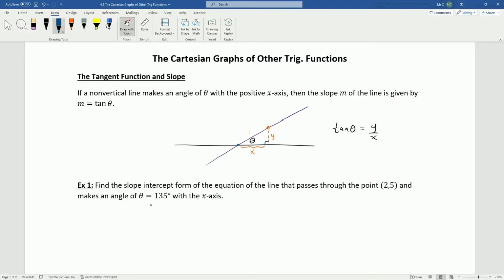So let's take a look at this example. Find the slope-intercept form of the equation of the line that passes through the point (2,5) and makes an angle of theta equals 135 degrees with the x-axis. So I want to find the slope of the line, and I know that the line makes an angle of 135 degrees, and I know that the slope is tangent of that angle.